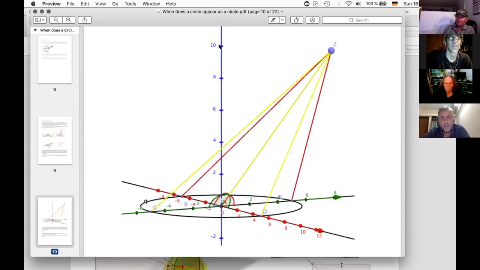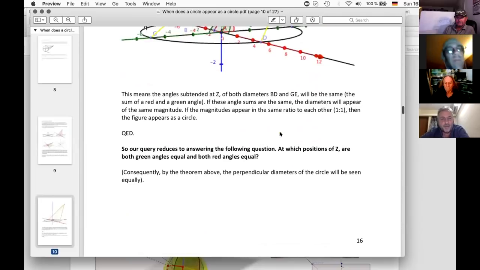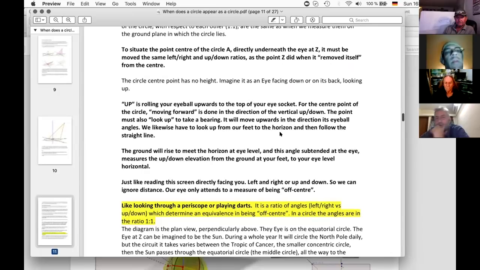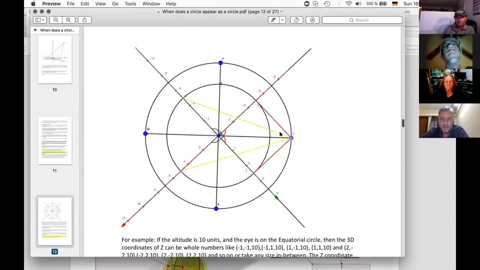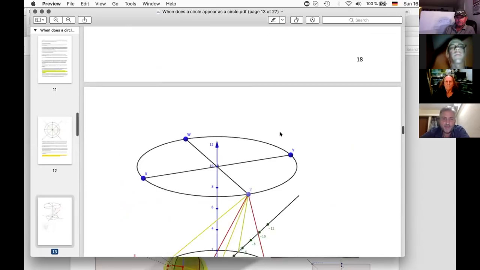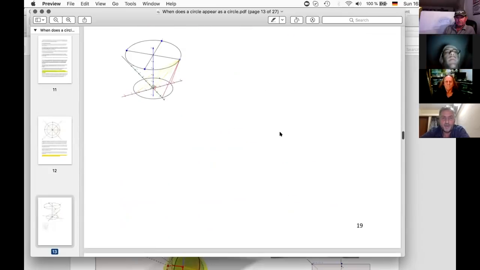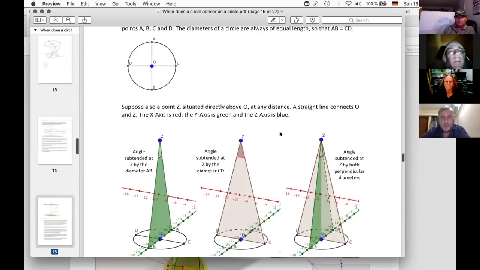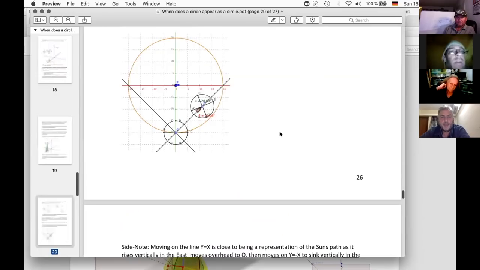That was case number one. It doesn't have to be on a sphere. That was case number two. There is also the special case where, when the enclosing angles are the same, it will also look like a circle as well. So I was just trying to find out what that means. Why is it that we see a circle as a circle? There's a lot of information in here that I don't think I should go into right now. No, it looks like a fascinating read, though. It is. Yep. I'll send it to you guys, too.